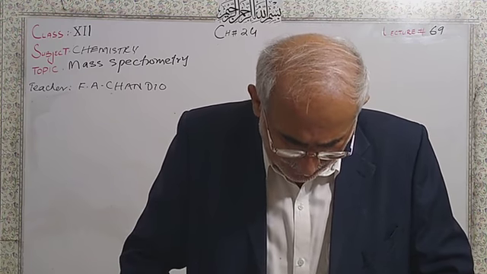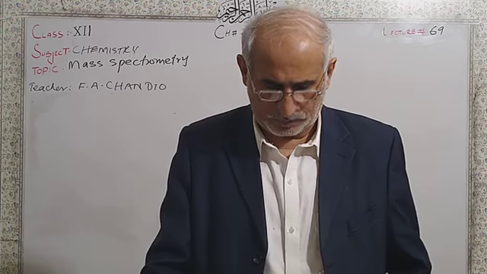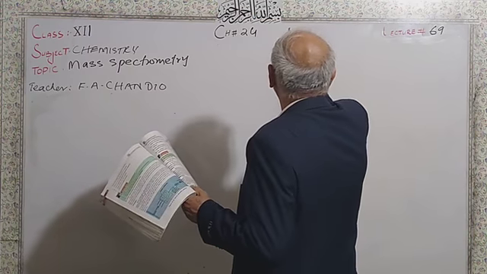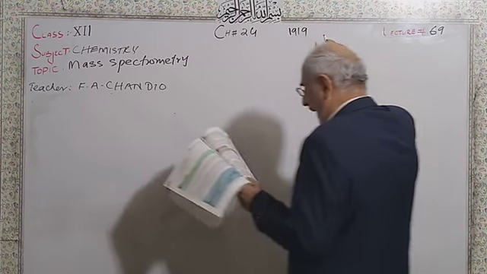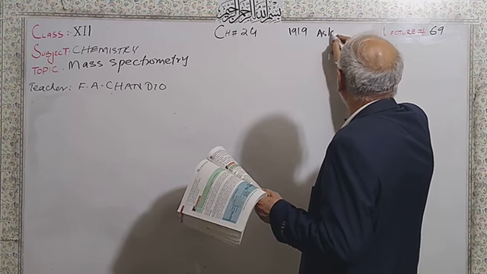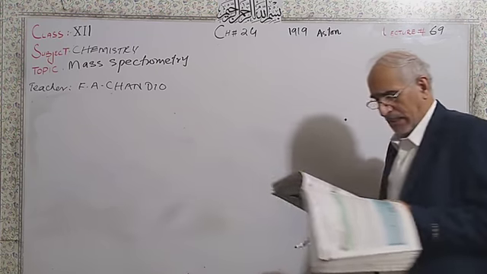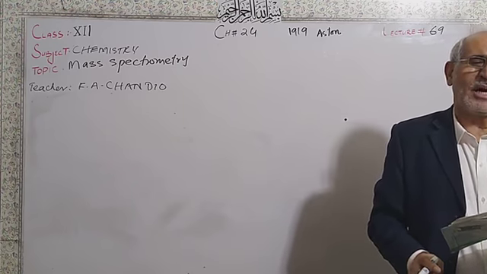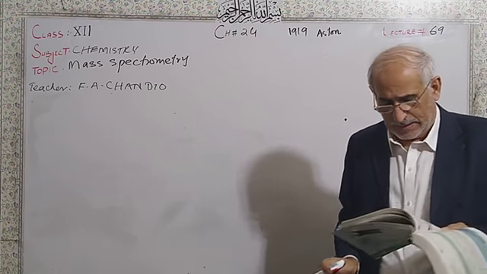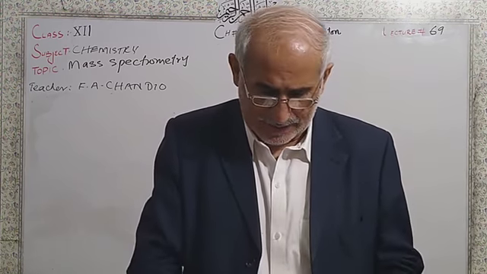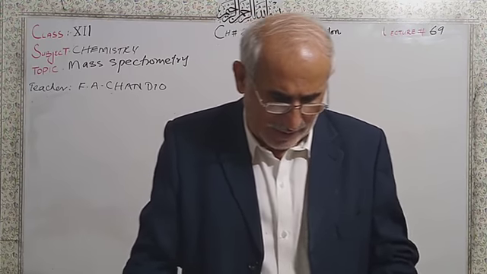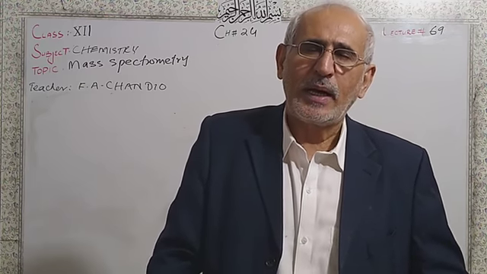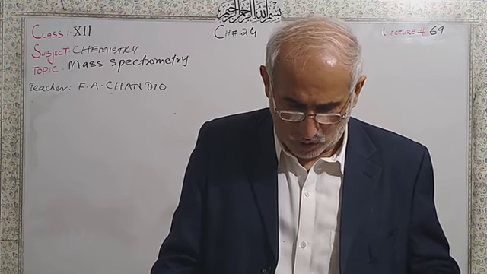In 1909, Aston first, and in 1919, Aston invented the mass spectrophotometer, or simply the mass spectrometer. This gave chemists a reliable and accurate method of comparing the relative atomic masses of atoms.